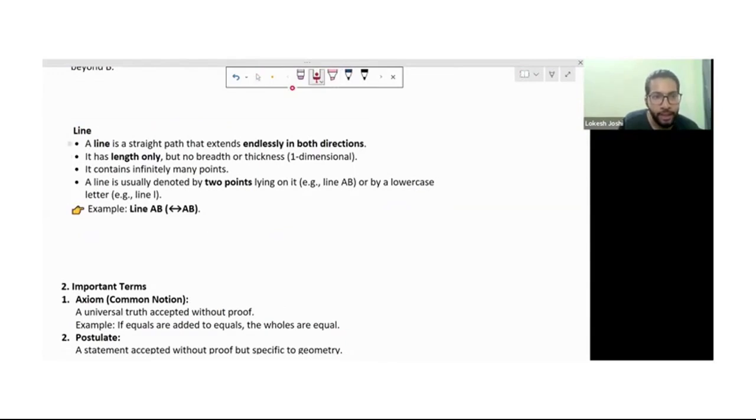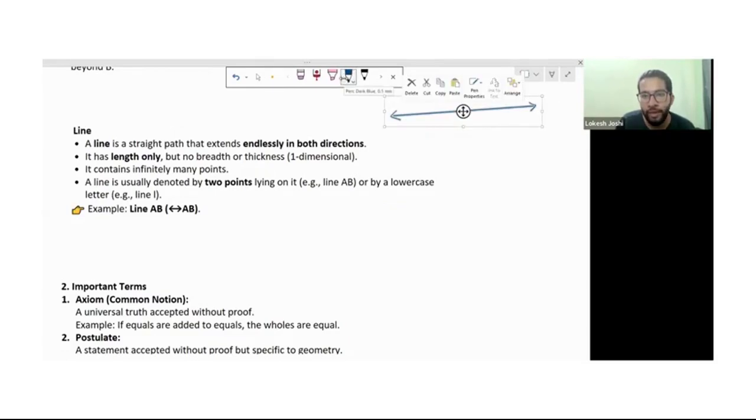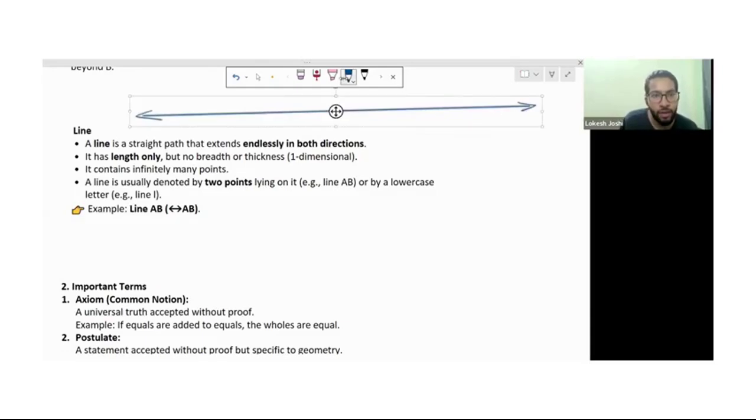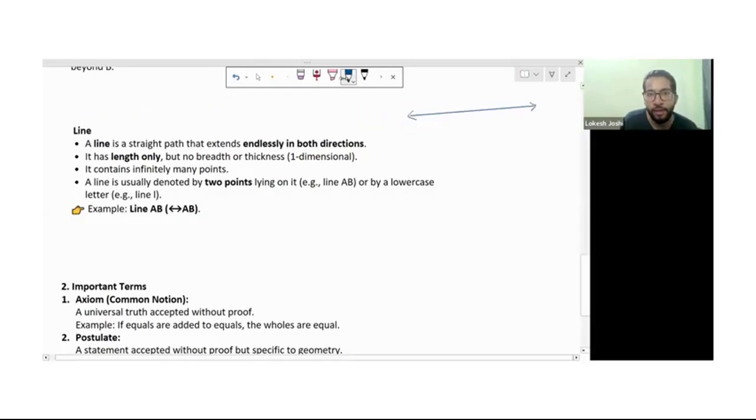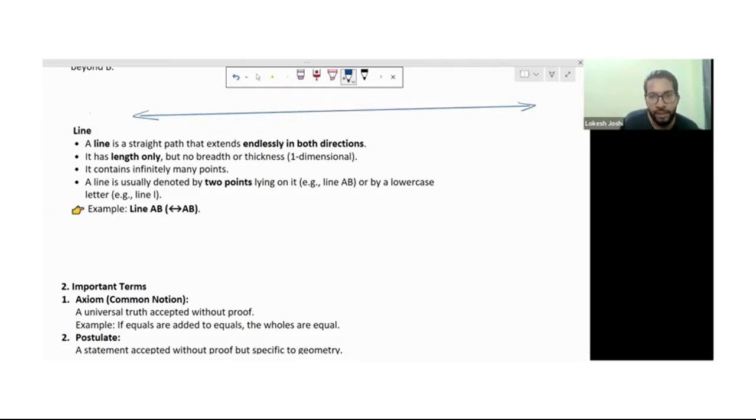Now the final one, which is the line. It's written there, a line is a straight path that extends endlessly in both directions, which means suppose I have these straight lines, but the condition is that this point is also not fixed and this is also not fixed, which means we can extend this in infinite directions like that. This is also a line. We can decrease the length or we can increase it, it keeps going. So it's the line which has no fixed length, and it contains infinitely many points, same as a ray or line segment.